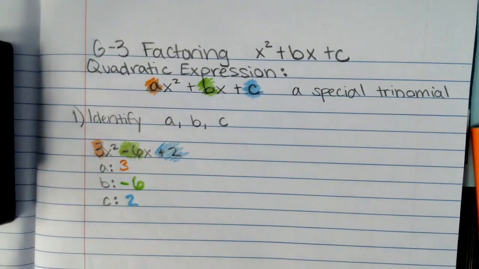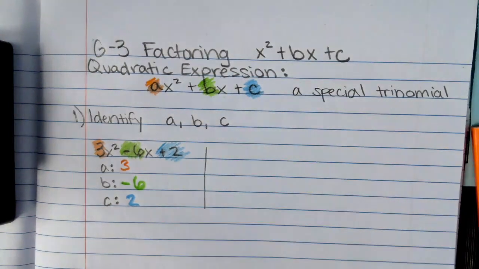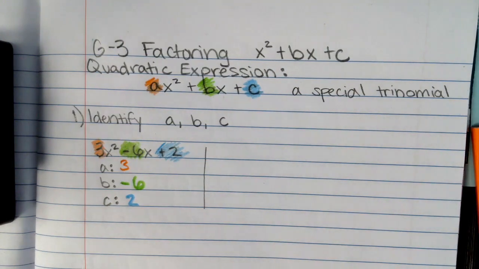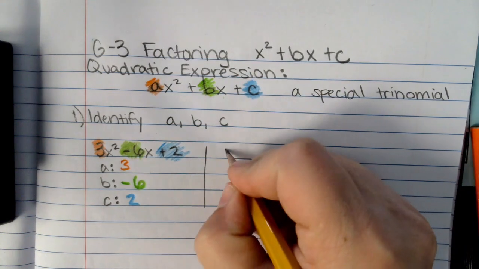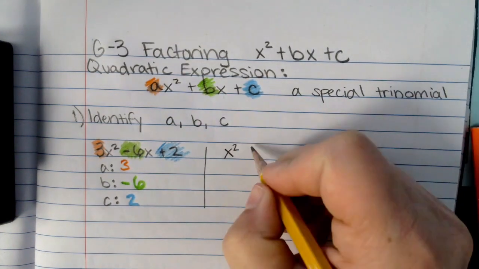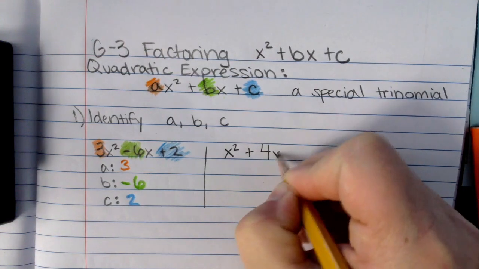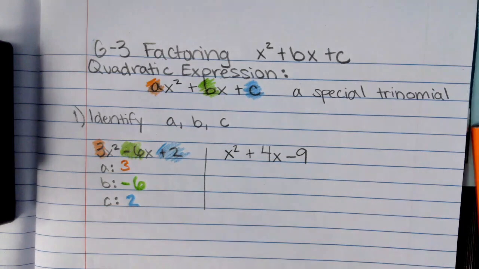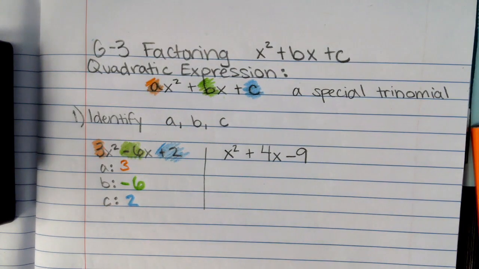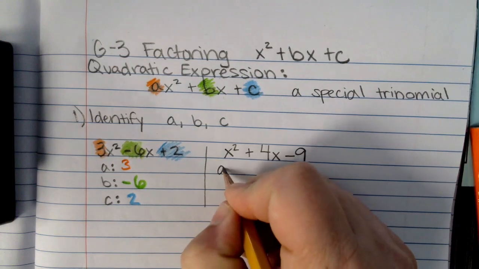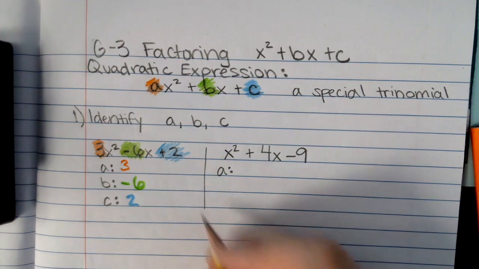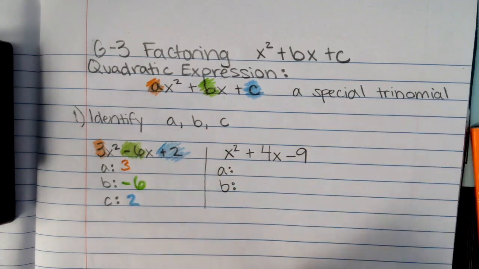All right, I'm going to do my next example right next to it just to save some space rather than doing it one on top of each other. All right, this one we have x squared plus 4x minus 9. Again, we want to identify our coefficients and the constant. So the coefficient of the x squared is a. The coefficient of just the x is b. And that constant is c, the number without a variable.